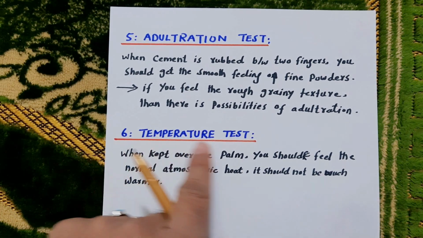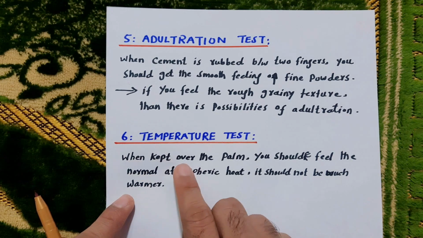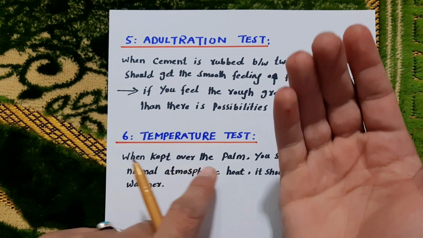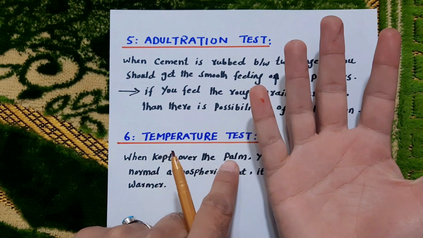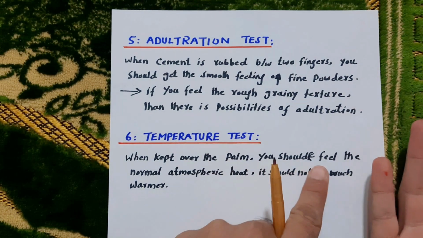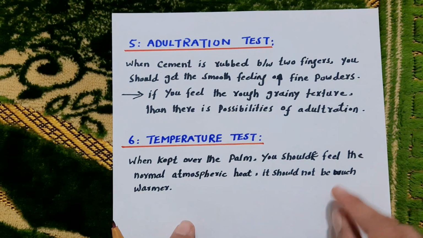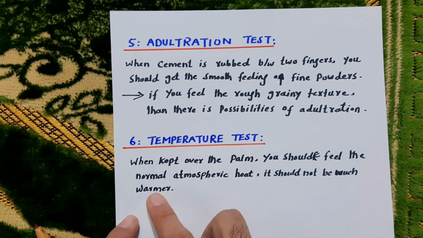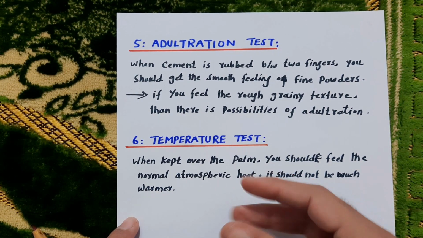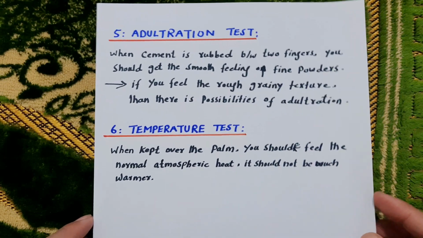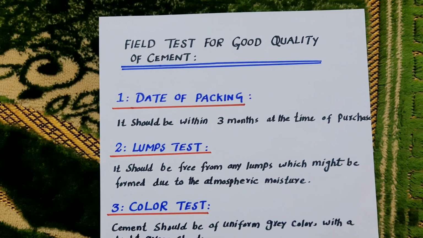The last one, guys, is temperature test. How will you do the temperature test? When you put a little quantity of cement in the palm, you should feel the normal atmospheric heat. It should not be very much warmer. If the heat is more, that is also not good quality cement. So guys, this is useful information for field tests to check the good quality of cement.